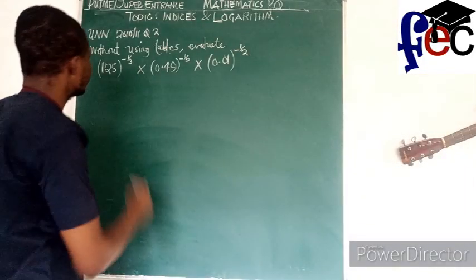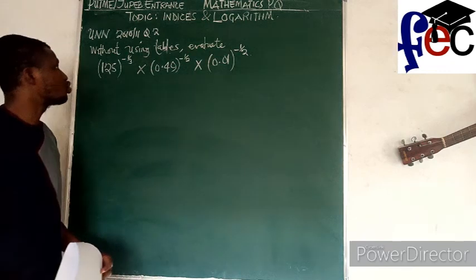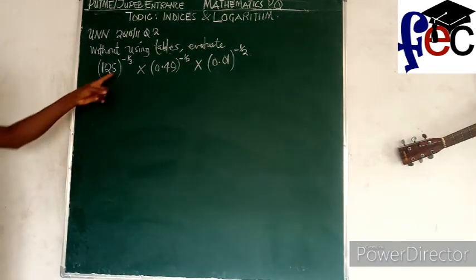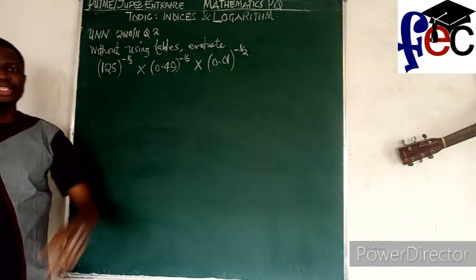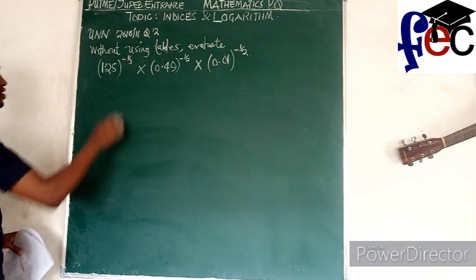Okay, so this is another question, the same year, question number 2. It says, without using tables, evaluate these. So how do we evaluate this? Solution.